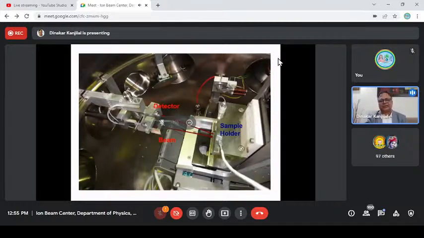This is how it looks inside the chamber, how the sample holder is there, how the sample is put, how the detector is placed, and where the beam comes from. Here the accelerator beam comes all the way.